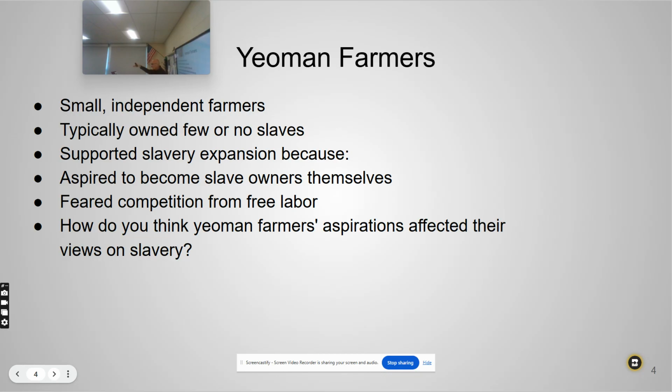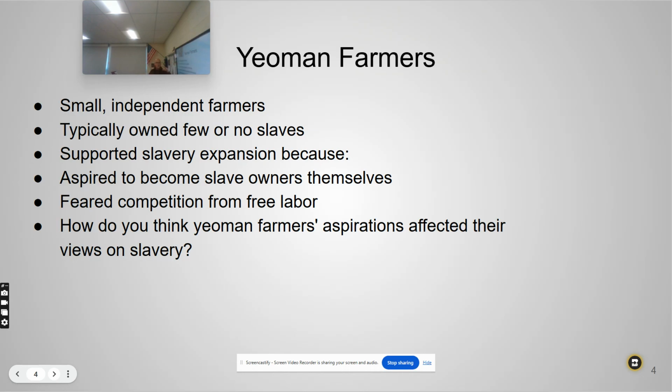Better soil and a more conducive what? Think Florida, think South Carolina, think Georgia. The climate is going to be much more conducive to long-term farming, long-season farming. So, good question too. Small independent farmers are going to be your yeoman farmers.